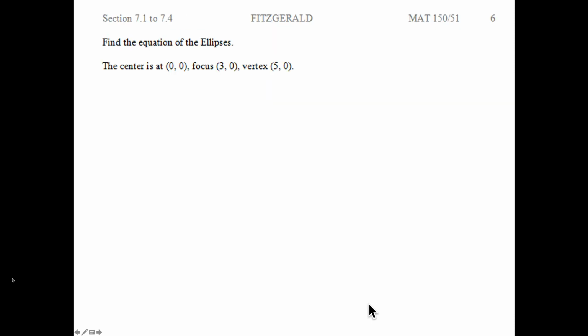All right, finding the equation of the ellipse. The center is at 0, 0. The focus is at 3, 0. The vertex is at 5, 0. So here there's no h and k because the center is at 0, 0.